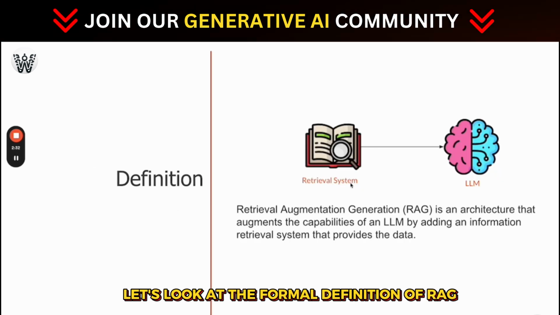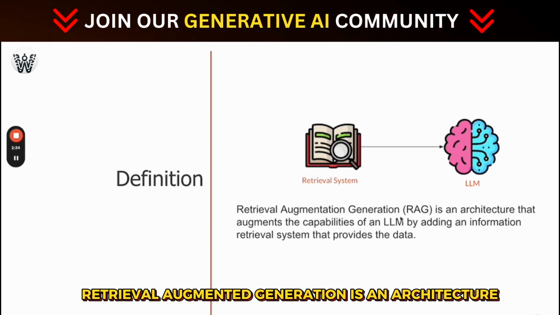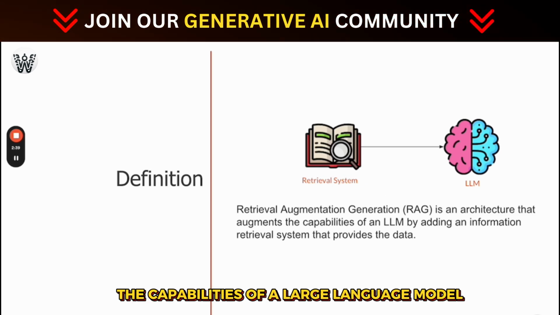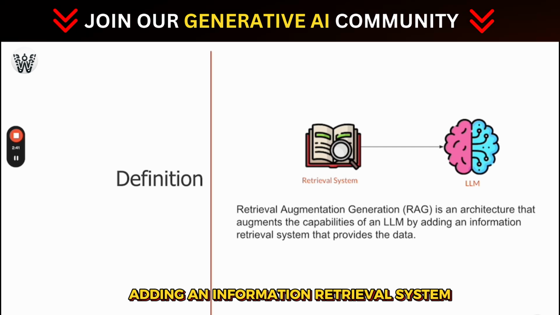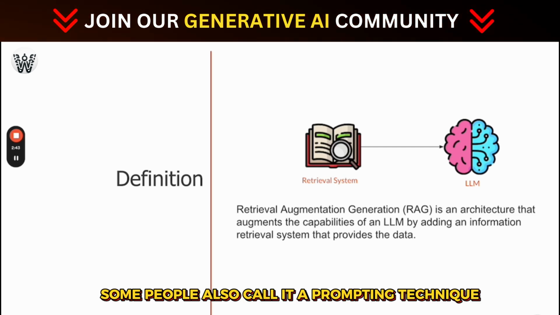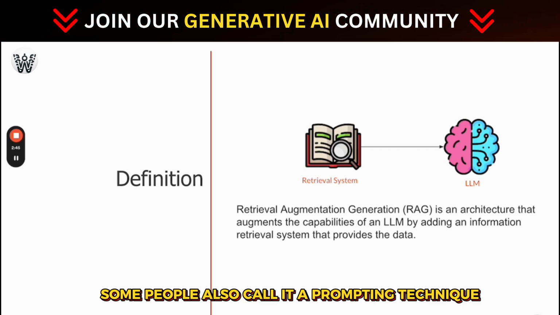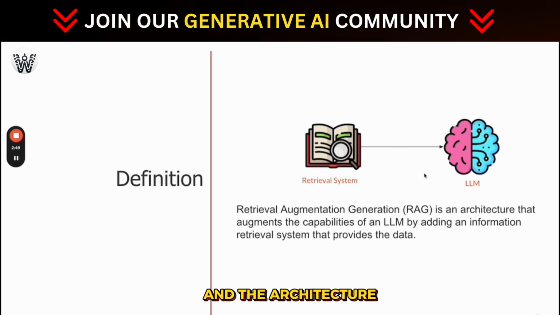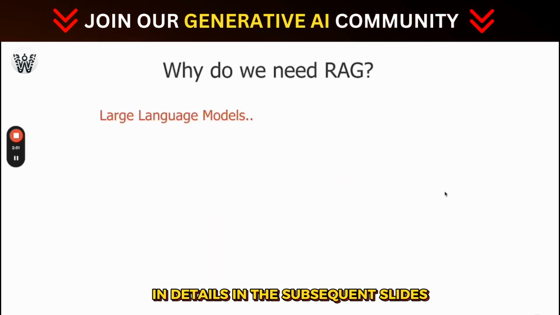Let's look at the formal definition of RAG. Retrieval Augmented Generation is an architecture that augments the capabilities of a large language model by adding an information retrieval system. Some people also call it a prompting technique, but let's look at this prompting technique and the architecture in detail in the subsequent slides.